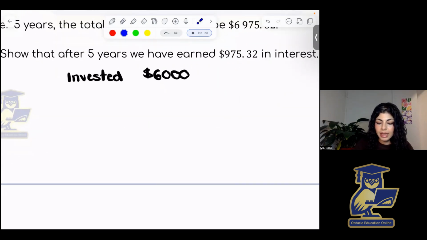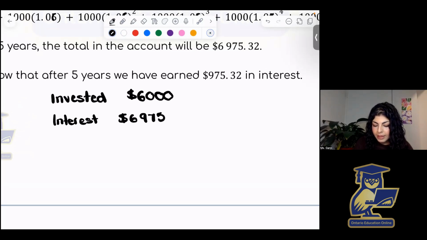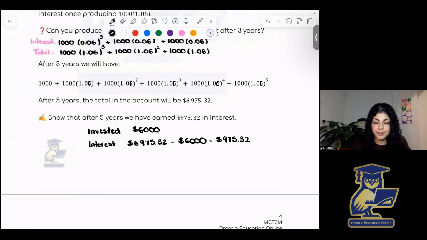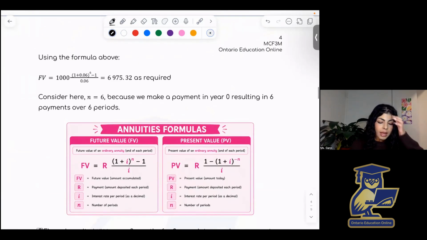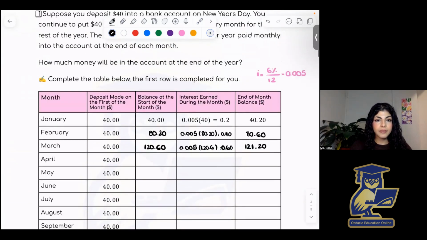So if we invested $6,000 and our total was $6,975.32, then our interest would be that total value at the end, take away our investment, which is precisely $975.32 in interest.